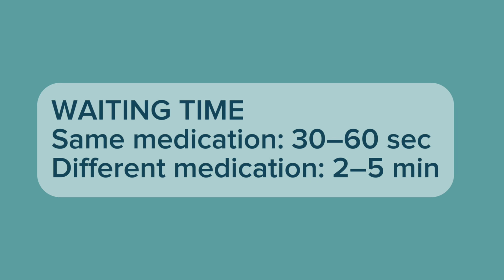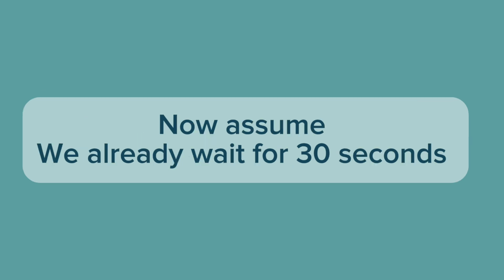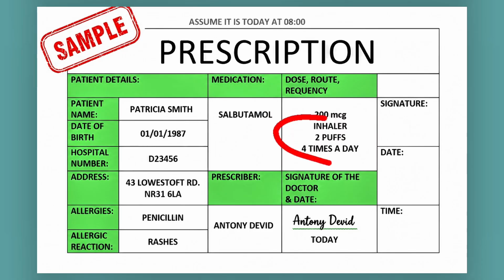If it's the same medication, which at the moment is salbutamol, then it's just like I said, 30 to 60 seconds. But if it is a different medication, then you have to wait for 2 to 5 minutes between the inhalations. Yeah, we already waited for 30 seconds. Patricia, are you ready for me to give you another puff? Because you need to puff according to your prescription.